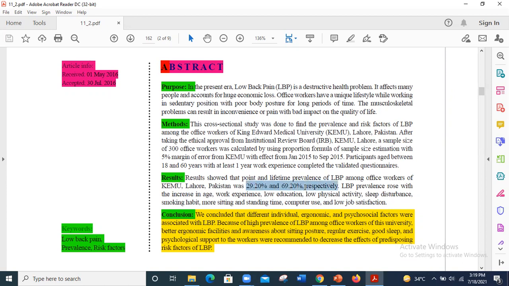See the figure. Results are shown in numerical value. On the other side, in the conclusion portion, there are no facts and figures, no numerical value. You are just explaining your research results in sentence form.